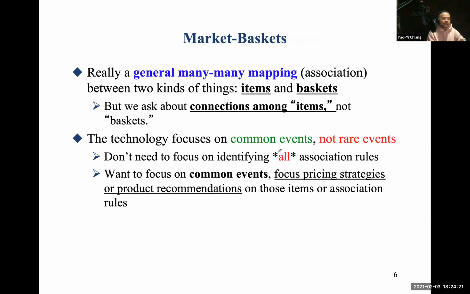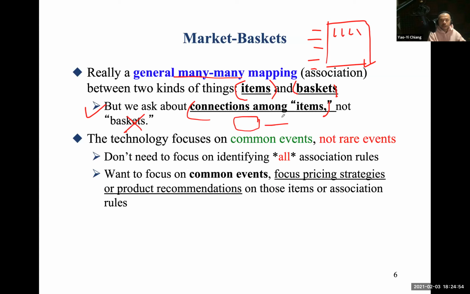So in this market basket model, this is really a many-to-many mapping, and this is called association between two kinds of things, items and baskets, right? Remember in that table, you have many baskets. Each basket, you have many items, well, a few items. But we are actually looking for connections between items, not the baskets. So just remember in your association rules, it's always about some item or items imply some other item or items.